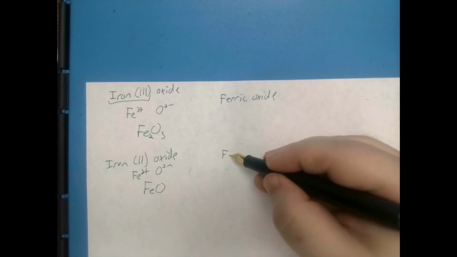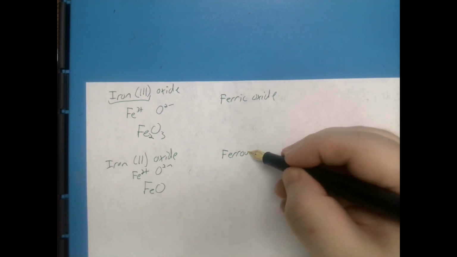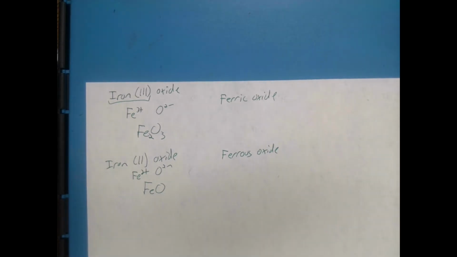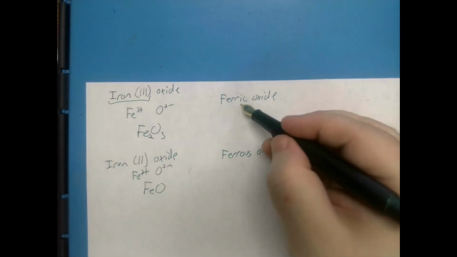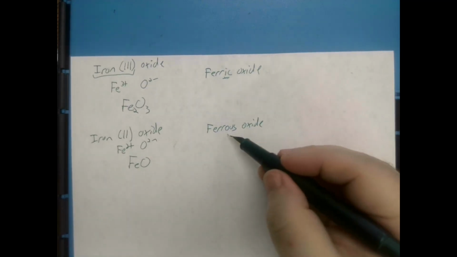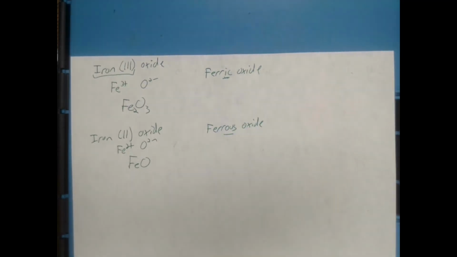This is known as ferrous oxide. The higher charge gets the IC, where the OUS is the lower charge ending. I don't teach that because it's not commonly used. But if you ever Google iron 3 oxide, you'll see ferric a lot.